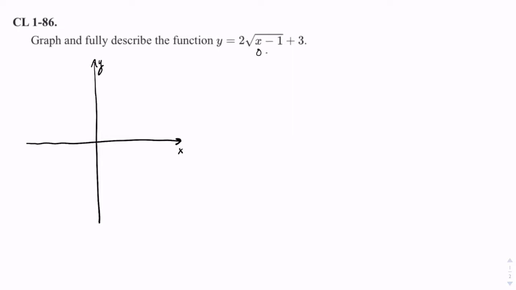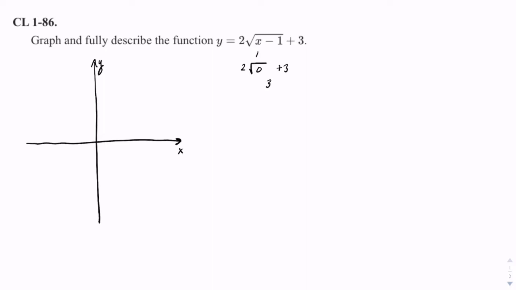I get 0 minus 1 underneath the radical, which is -1. So that doesn't work, right? So the smallest value I can put in for x is 1, right? So I'm going to put a 1 in there. So I get 2 times 1 minus 1 is 0 plus 3. So square root of 0 is 0. 0 times 2 is 0 plus 3.